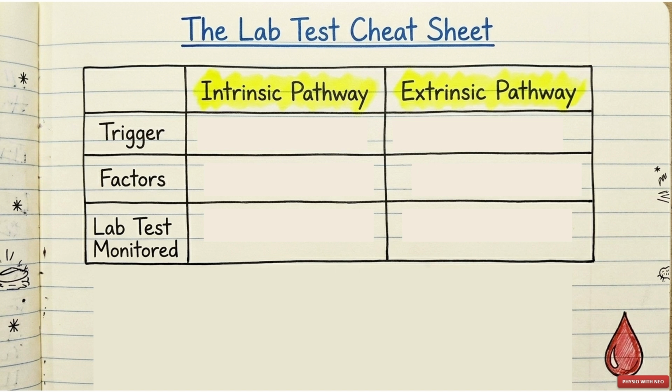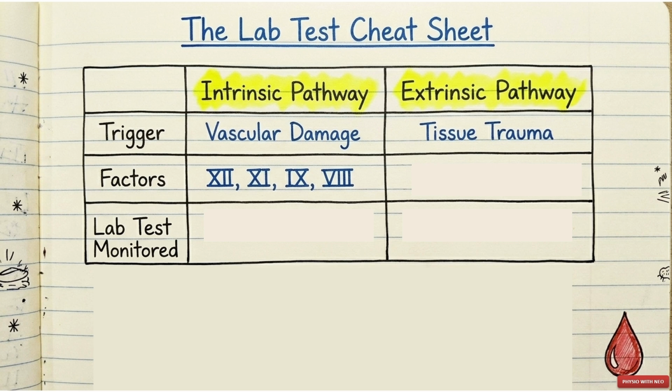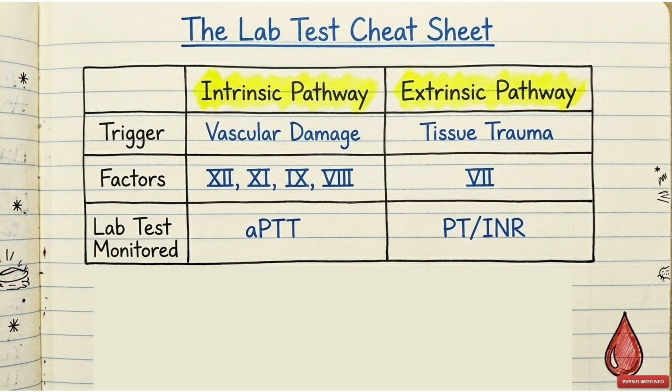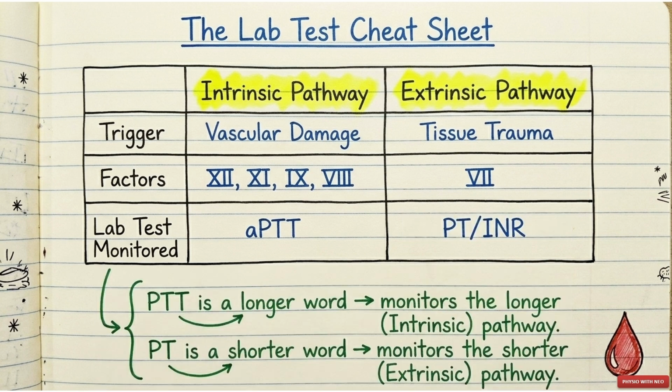Let's see few other differences between intrinsic pathway and extrinsic pathway. Intrinsic pathway. It is mainly triggered by vascular damage, whereas extrinsic pathway by tissue trauma. Intrinsic pathway, the factors are 12, 11, 9, 8, whereas extrinsic pathway only factor 7. The lab test monitored for intrinsic pathway is APTT, whereas for extrinsic pathway it is prothrombin time. Remember, PTT is a longer word, monitors the longest pathway, that is intrinsic pathway, whereas PT is a shorter word, monitors the shorter pathway, that is extrinsic pathway.